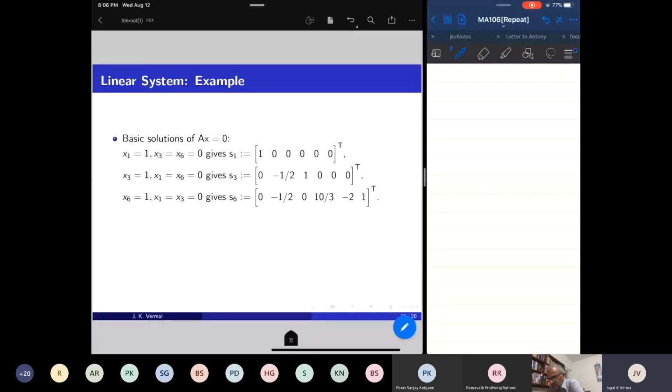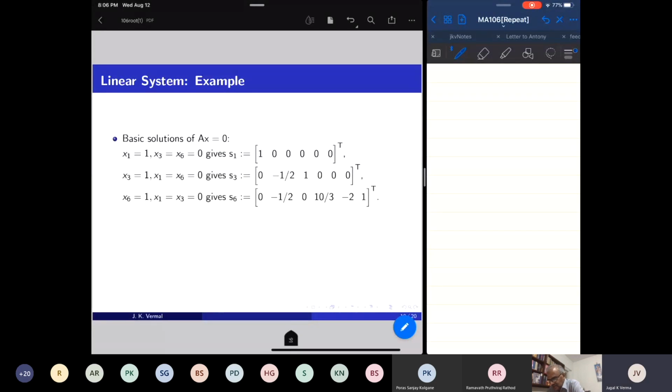So if I put x1 equal to 1, x3, x6 equal to 0, I get the first basic solution. To get the second basic solution, I put x3 equal to 1, and then x1 and x6 equal to 0 to get S3. And now the third basic solution is obtained by putting the last non-pivotal variable, which is x6, equal to 1, and the other non-pivotal variables equal to 0, I get S6. So S1, S3, S6, they are the basic solutions. Each non-pivotal variable determines one basic solution.